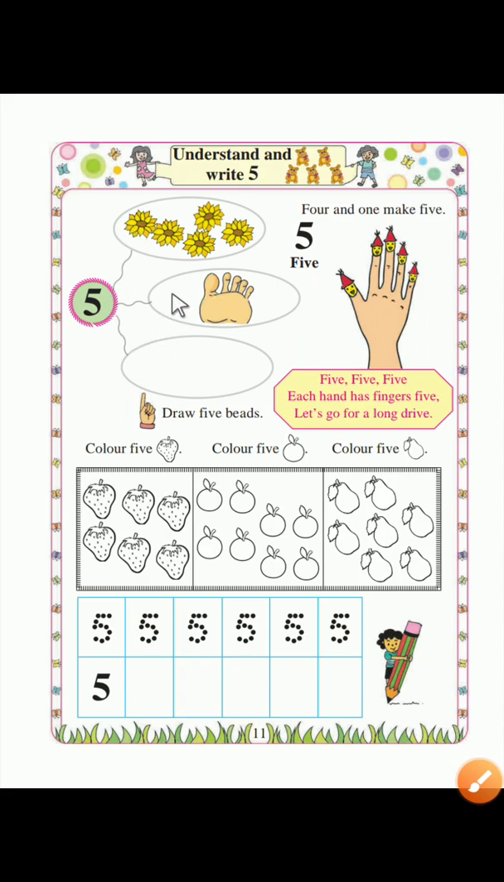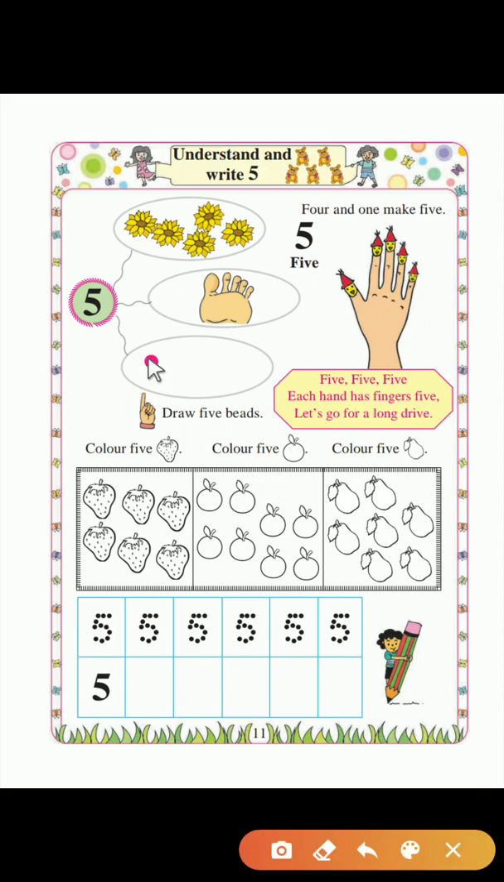Number 5. These are 5 flowers. We have 5 fingers, and in this box we need to draw 5 beads. 1, 2, 3, 4, 5. Color 5 strawberries.